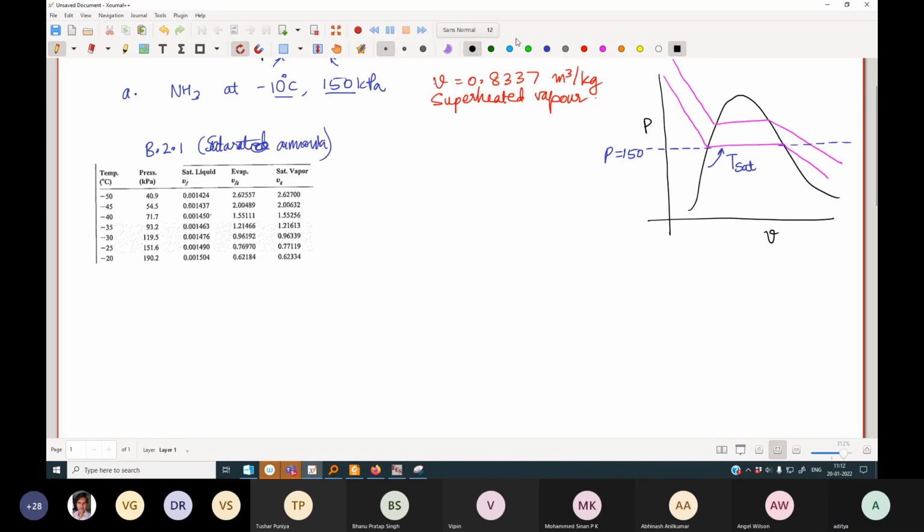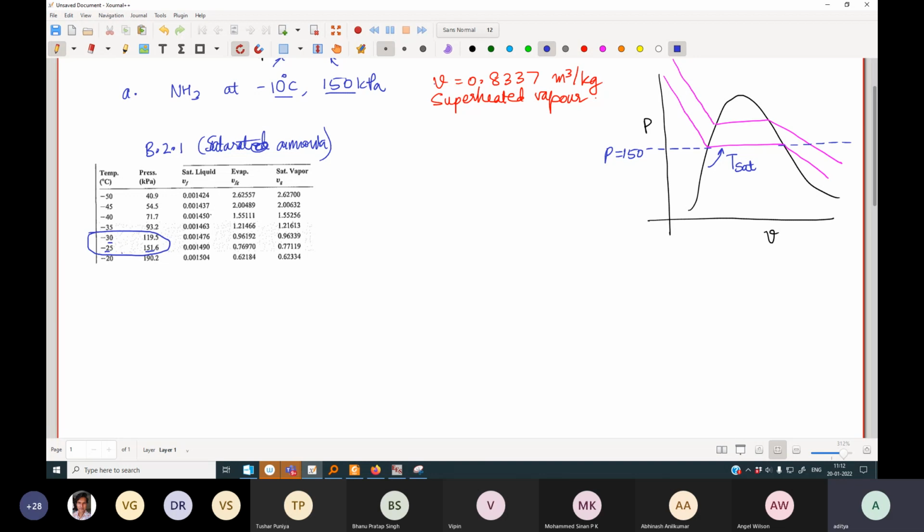All right, so what do we see? At minus 25 degrees Celsius, we have a saturation pressure of 151.6 kilopascal. At minus 30 degrees Celsius, we have a saturation pressure of 119.5 kilopascal. So what do you think? What will be the Tsat? The Tsat will lie somewhere over here, right? The saturation temperature corresponding to 150 kilopascal will lie somewhere between minus 30 degrees Celsius and minus 25 degrees Celsius.